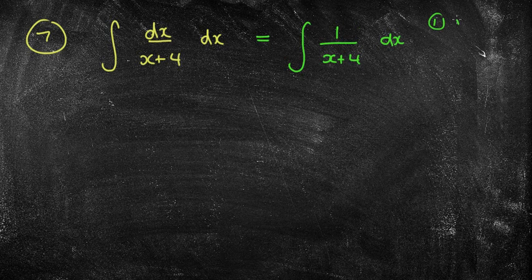Number 1, is it a fraction? Yes, it is. Number 2, can I do it normally? Well, 1 outside of x plus 4 to the negative 1 plus the 1 makes 0. No, I can't. Therefore, this is a log. So we've got that pretty quick again.